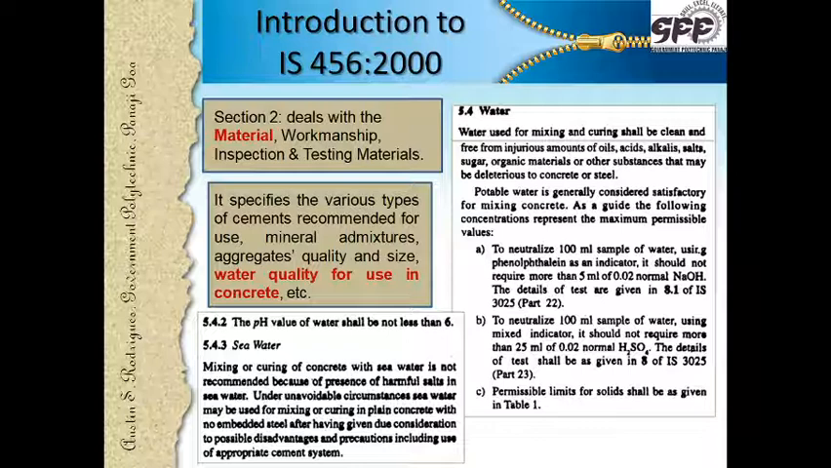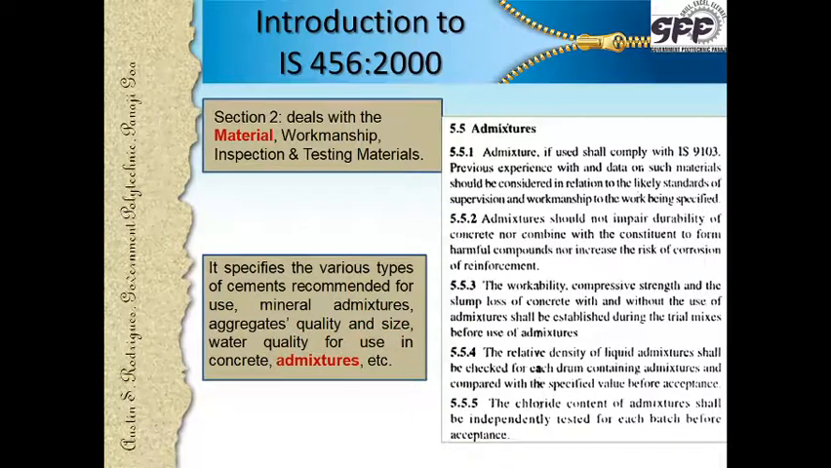But under unavoidable circumstances, seawater may be used for mixing and curing in PCC where there is no embedded steel, after having given due consideration to possible disadvantages and precautions using the appropriate cement system. So that is what has been prescribed over here. So seawater can be used for PCC, taking into consideration the disadvantages which it may be subject to. Now coming to the next part, the admixtures.